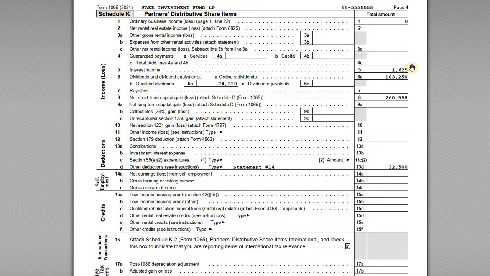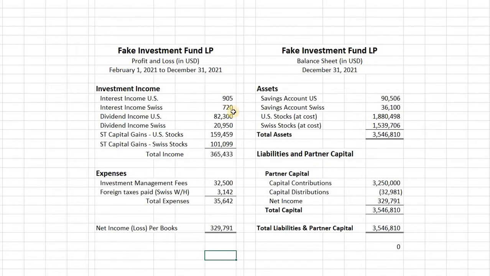So with K-2 and K-3, we are now able to tell not only the IRS, but the user of the K-1, hey, if you're allocated interest income from this fund, what portion is U.S., what's foreign, and if foreign, from what country, right? So a lot more information is being provided. So the total amount of interest for the fund. Let's go back to the financial statement.